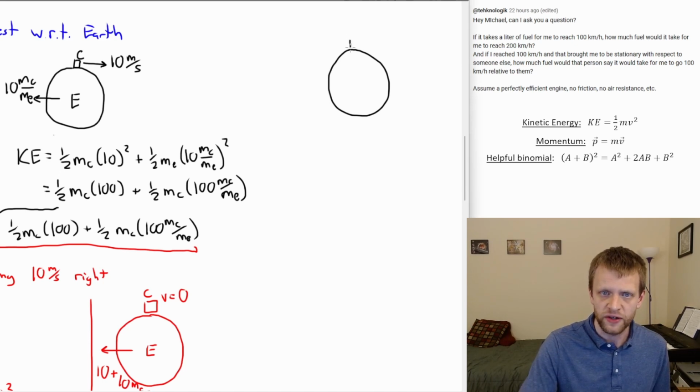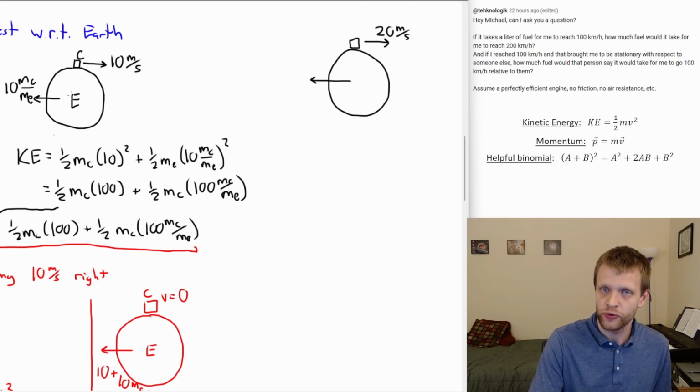So by this point, the car is going to be traveling to the right at 20 meters per second from their perspective. The Earth, again, has to go through a little bit of recoil. So the Earth's motion is going to add on another 10 mass of the car over mass of the Earth. So that's going to be 20 mass of the car over the mass of the Earth.